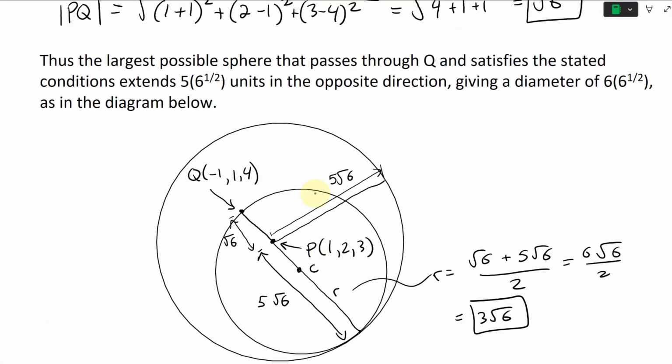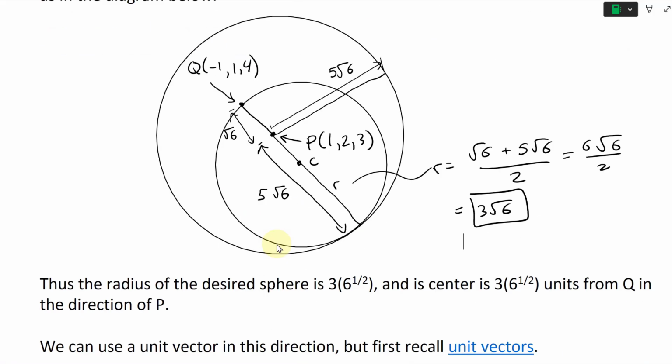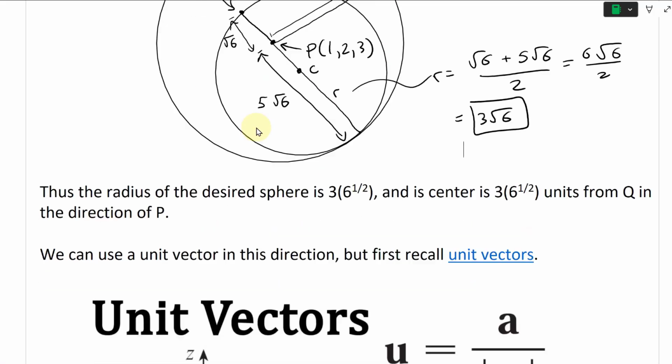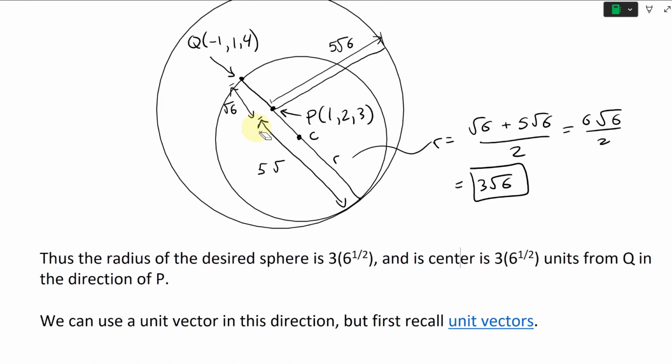And we know the equation of the big sphere, and we know that Q is a distance square root 6 from the center of the big sphere. So we can calculate the equation of this smaller sphere. Alright, so let's continue further.